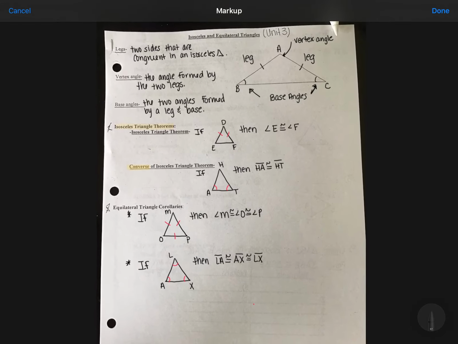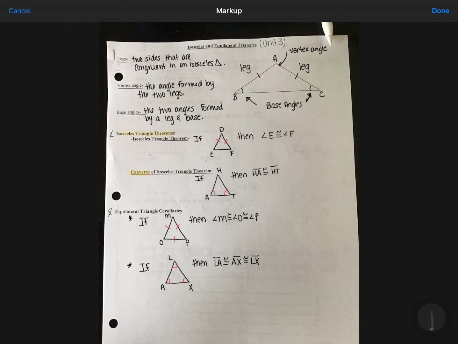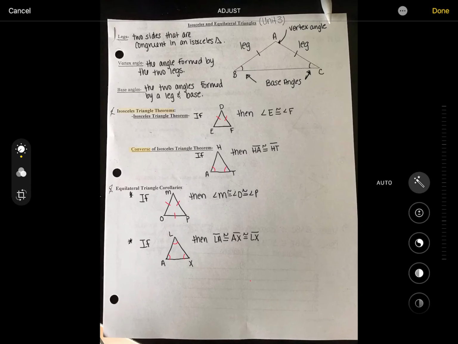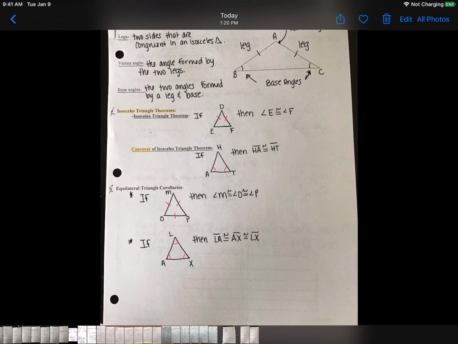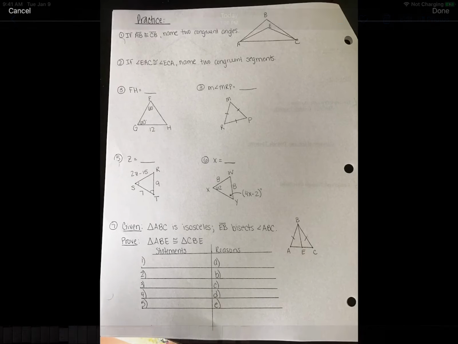So that is the main idea for an isosceles triangle. The only new big thing here is the isosceles triangle theorem. If you have an isosceles triangle, then the base angles are congruent to each other. So that's the main idea behind that. If you flip your paper over, then you will see some practice problems here.